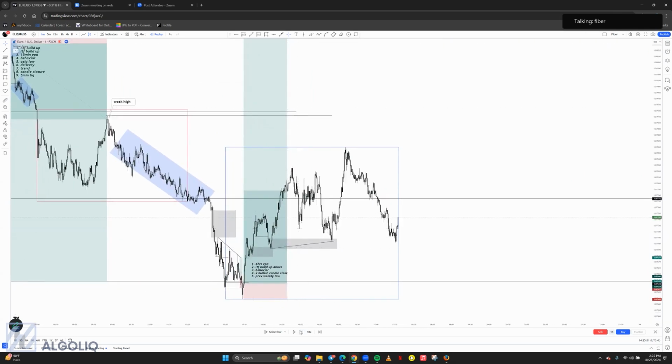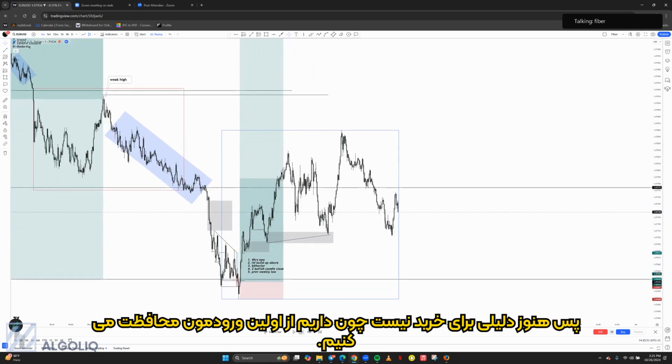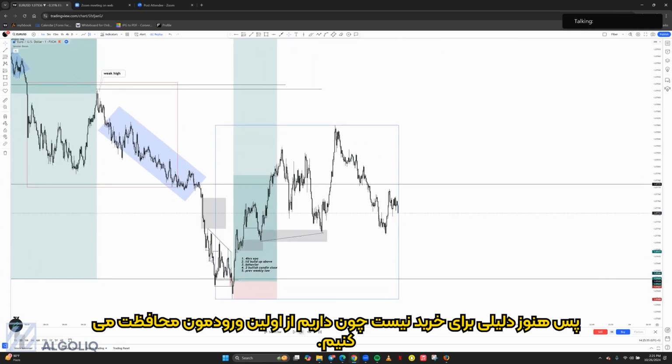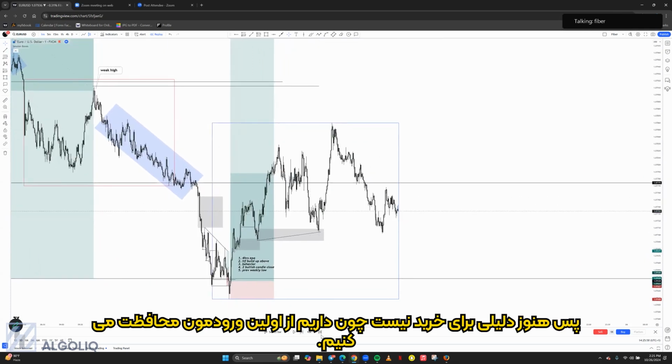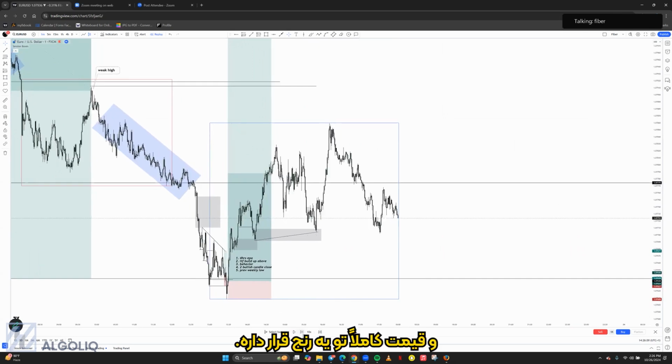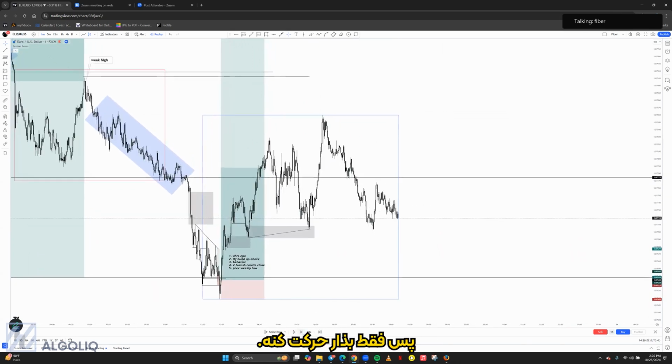So no reason to buy yet because we are trying to protect the first entry we have, and price is quite in a range, so you just allow it to run.